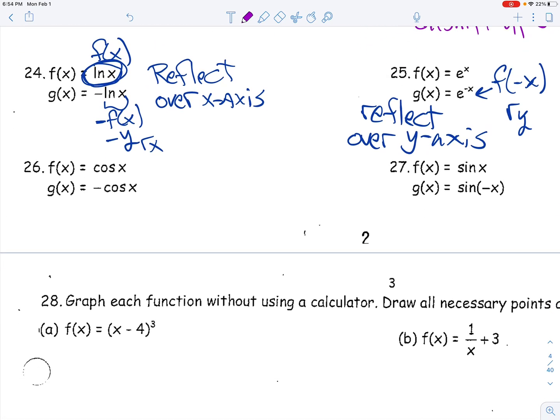All right, very good. Let me do 26, 27, and then we'll see what we have on the next page. 26 and 27, people. You see a negative there. That's indicating that a reflection has occurred. And remember, I go back to the coordinate rules.